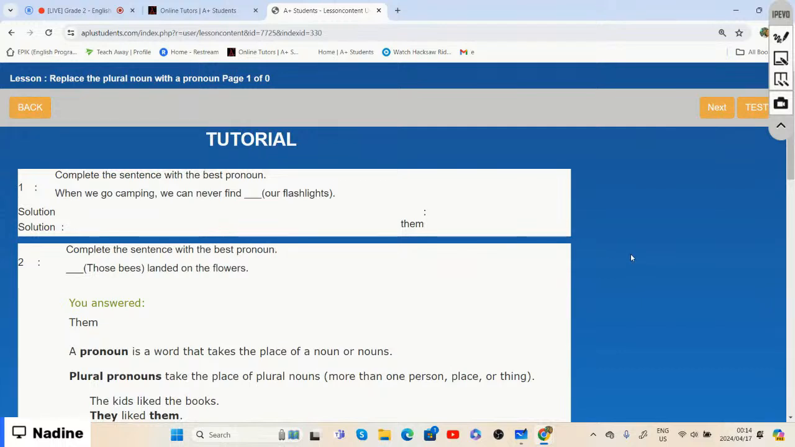All right. So now we're going to replace the plural noun, which refers to more than one person, place, or thing, right? We're going to replace it with a pronoun. And we see that the plural pronouns are we, you, they, us, them, right?